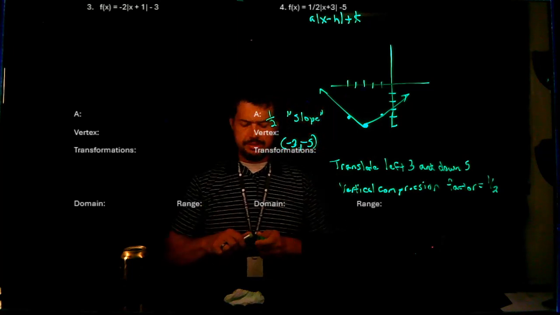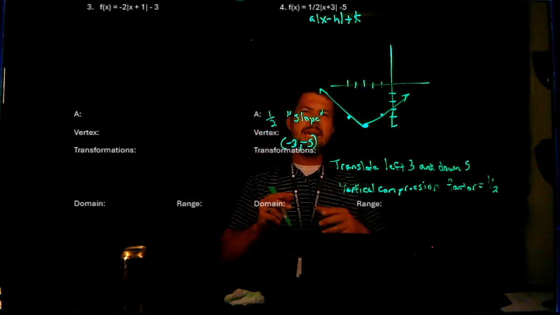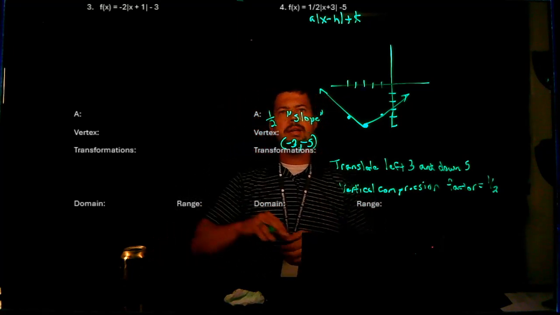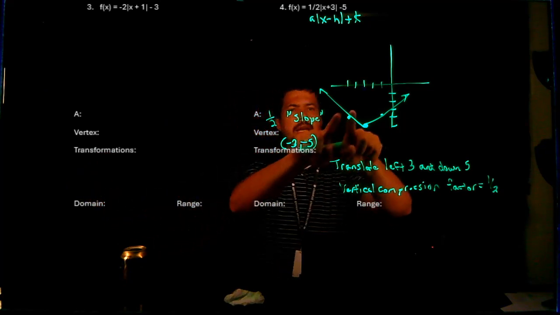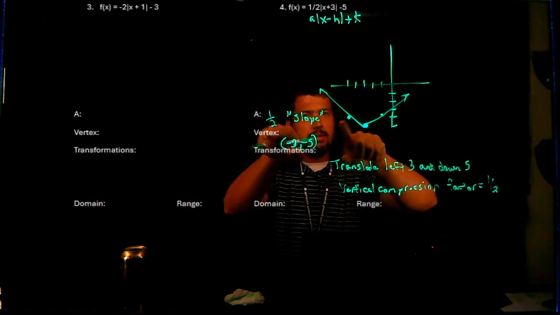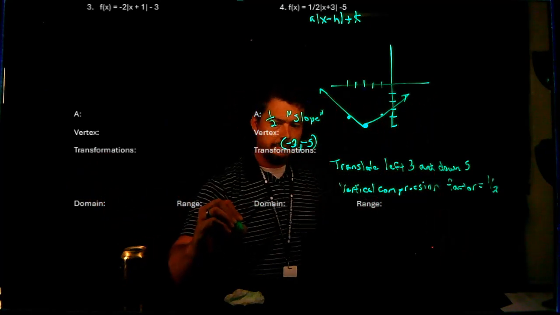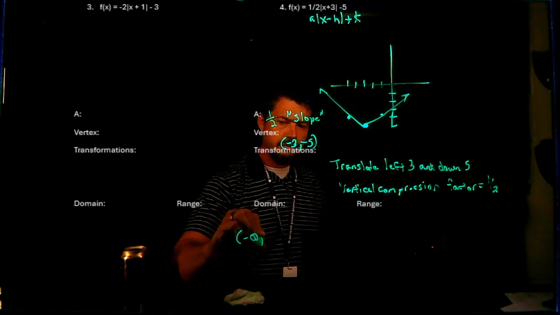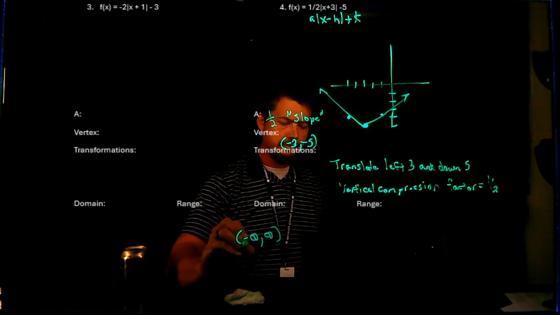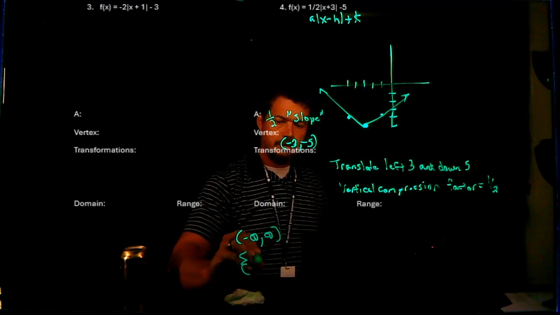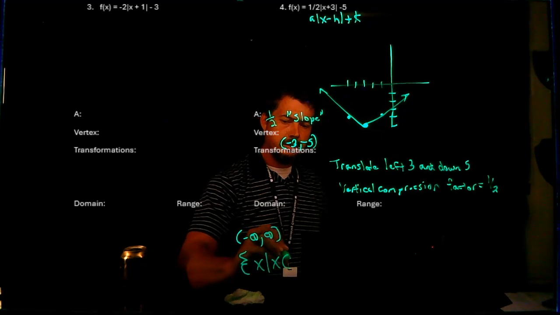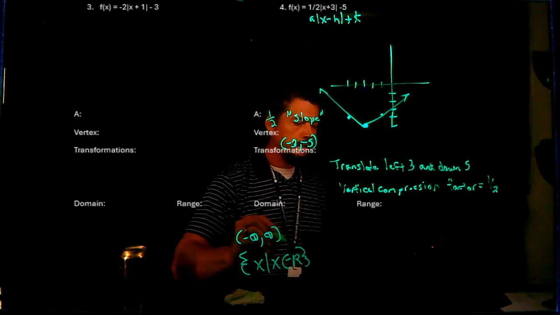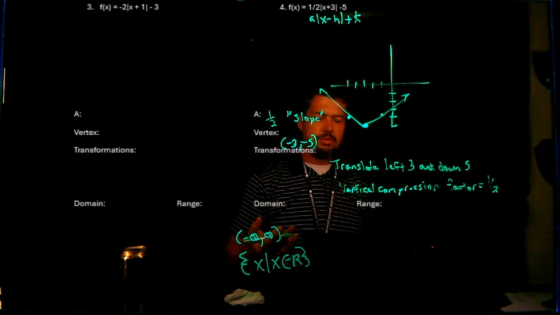Now, I just said in the previous problem that domain is inherited from mom. And mom had a domain of negative infinity to positive infinity. And so does this graph. It runs left forever and it runs right forever. So the domain is still negative infinity to infinity. And again, if you like set builder notation, all values of x such that x is an element of the real. The range is going to change, like it just does.